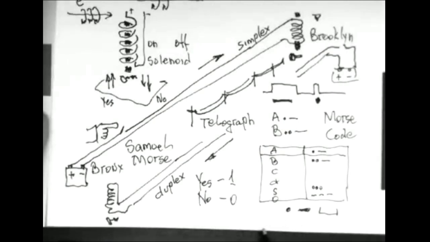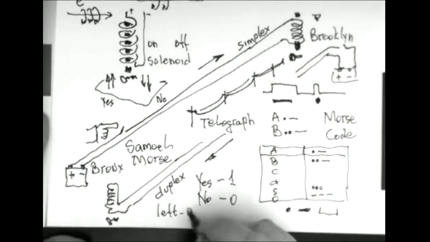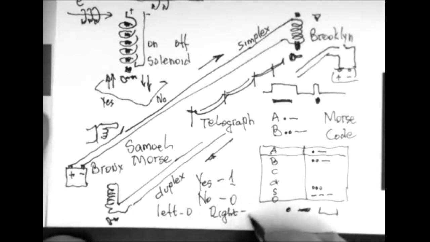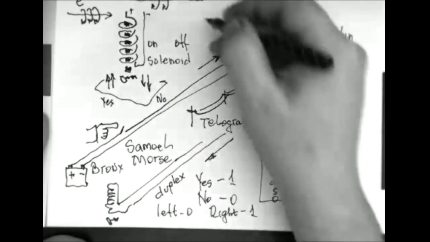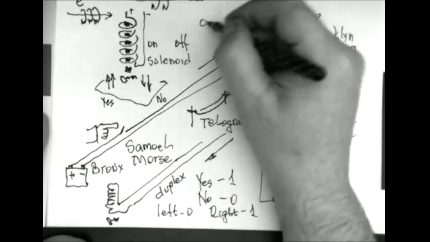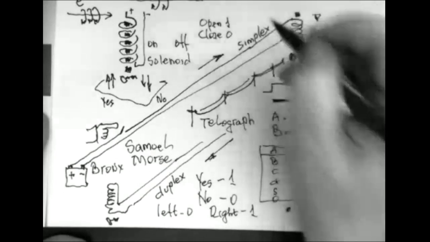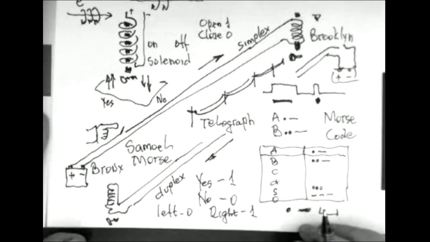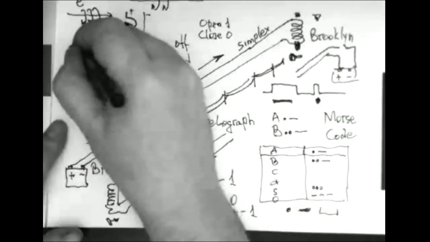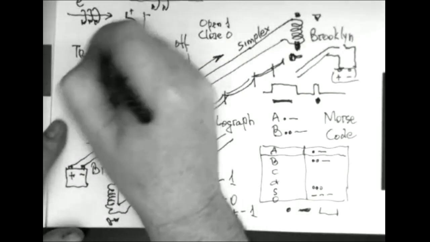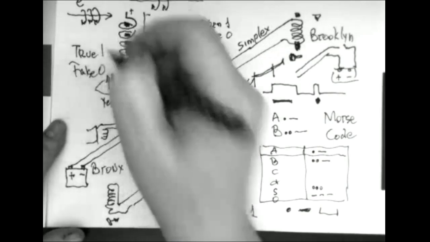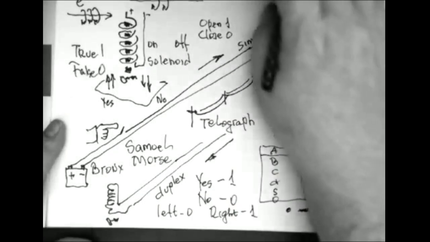All right, so you can see this. Yes is 1, no is 0. In addition to this, I will say left is 0 and right is 1. I can say more. I can say open is 1 and close is 0. And so on and so on and so on. The most important is true and false. True is 1, false is 0. I need to change my piece of paper.